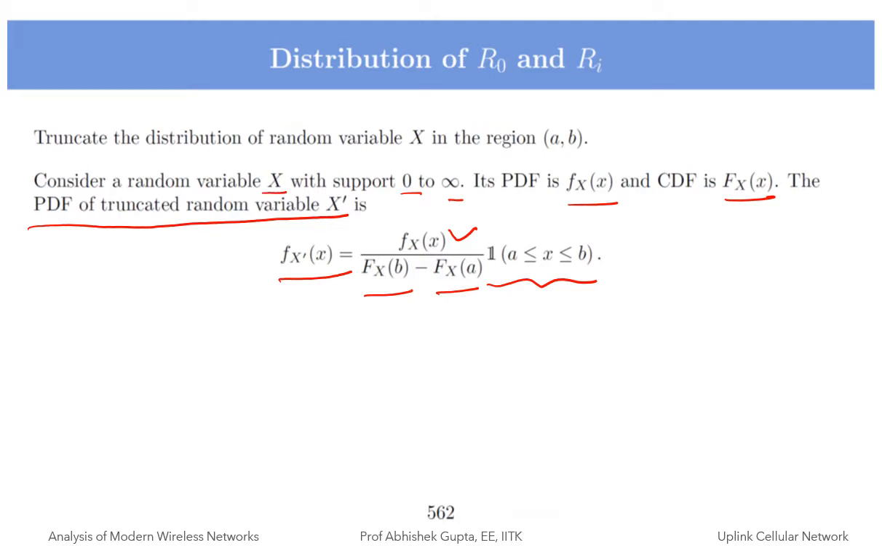So this just means that first of all we are only keeping the density. If x is between a and b, we keep the density. If it is outside, then we make the density 0. And the denominator is just a normalization factor to make sure that the final PDF remains a valid PDF and its integration is 1.